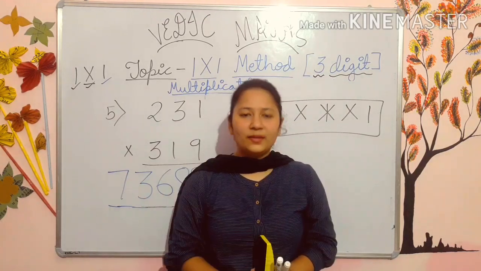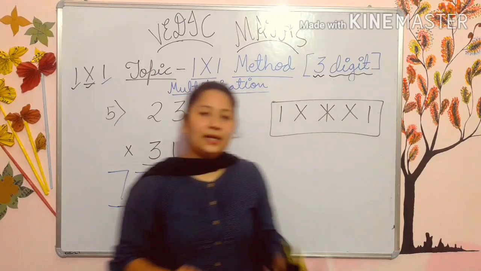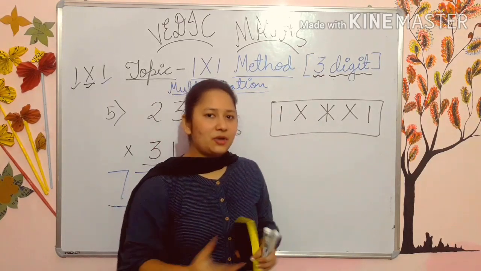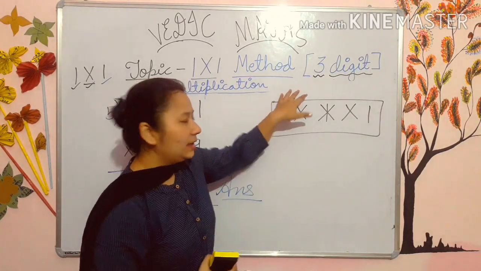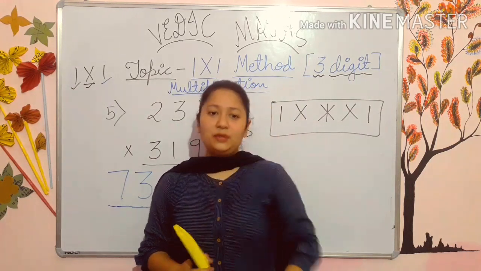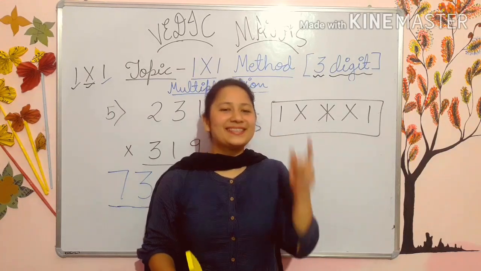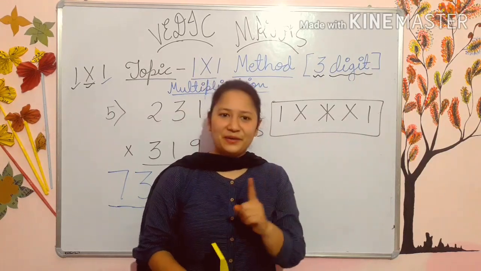So students, make sure you watch every single video, and in my next video, I will take the topic IXI method 4 digit. Means a 4 digit number you can easily multiply in your mind. So kids, just stay tuned to learn more.